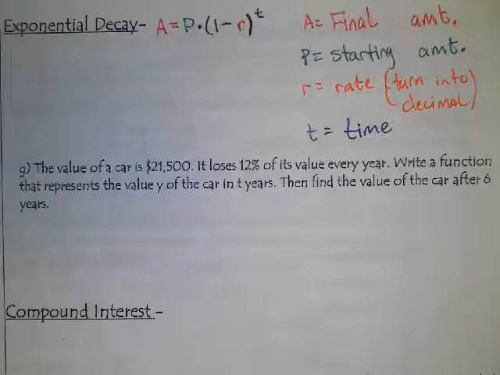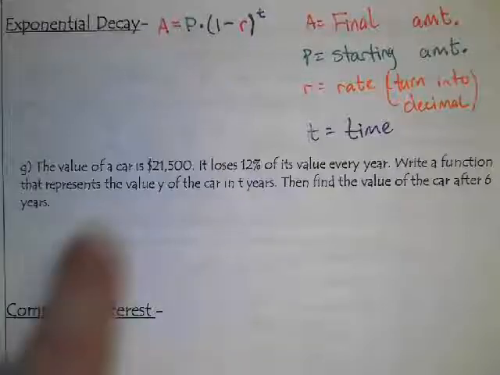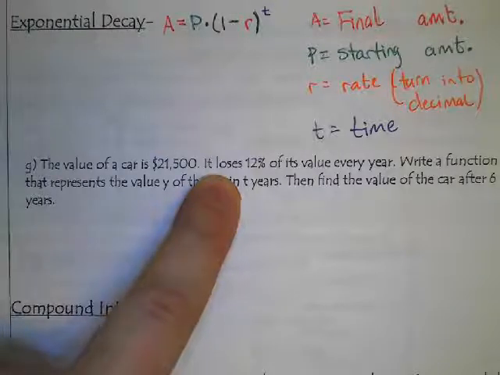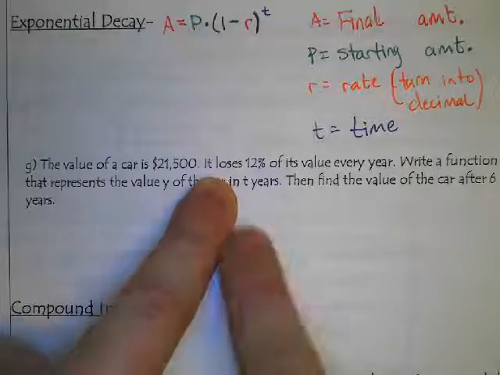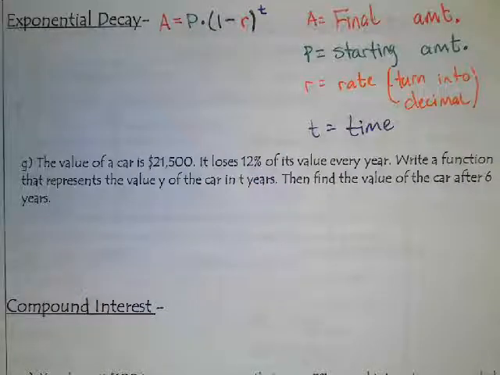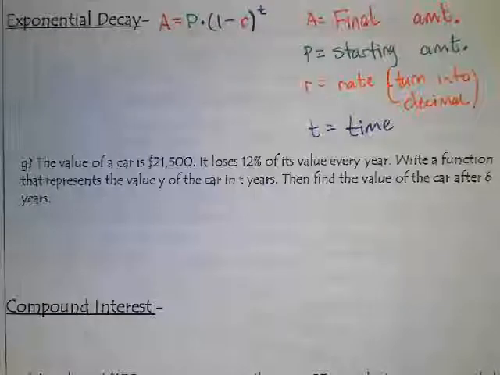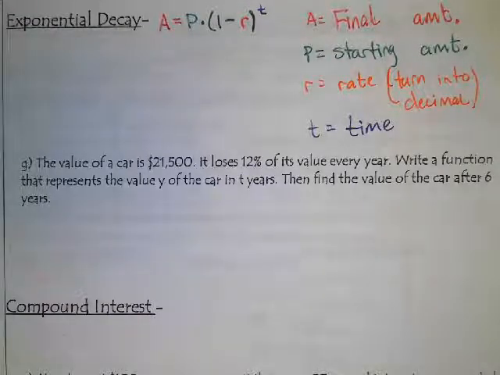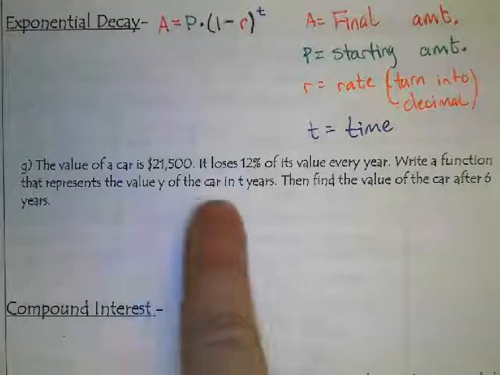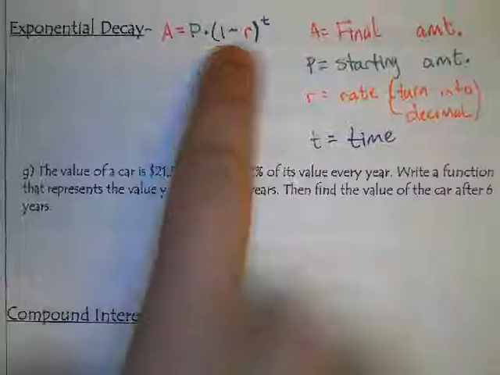So the value of a car is $21,500. That's our current amount. It loses. So when we see words like lose or decreases, any kind of word that has a kind of subtraction aspect or a negative aspect, that's going to be a decay. It loses 12% of its value every year. Write a function that represents the value of the car in t years, then find the value of the car after 6 years. So we're going to first create our equation. This first part, write a function that represents the value of the car in t years. That's just creating this equation right here.